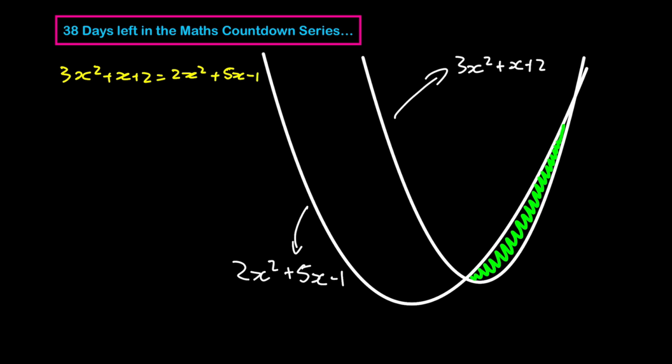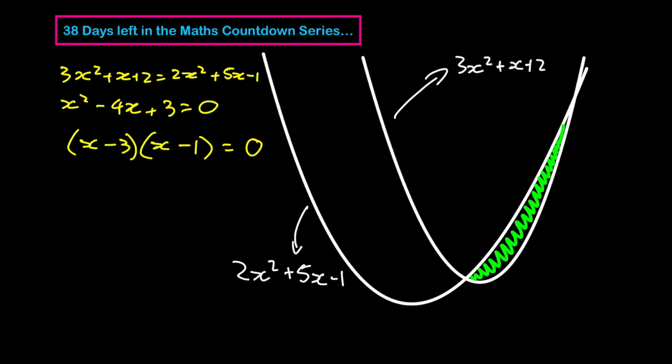Now, of course, we solve for x. So we bring this to the standard form. So 3x squared minus 2x squared is just x squared. And then positive x minus 5x is negative 4x. And then 2 plus 1 is equal to positive 3. And that's equal to 0. Now, if we factor this, we know we're going to have negative 3 and negative 1. So those are the factors. So then our x's must equal 3, or x is equal to 1.